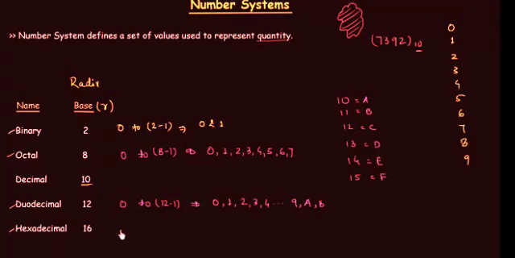For hexadecimal, we will repeat the same process, 0 to 16 minus 1. 16 minus 1 is 15. So we have 0 to 15: 0, 1, all the way to F, because F is 15. This was the small introduction to number systems. In the coming presentations, we will see more details on them.